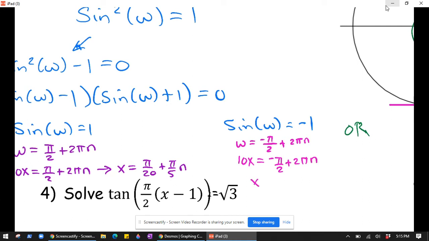Divide everything by 10, you get x equal to negative pi over 20 plus 2 pi over 10, which is the same as pi over 5. Okay, again, with the caveat that n is an integer. Just kind of indicate that there. So I've basically given the solution in two different ways.